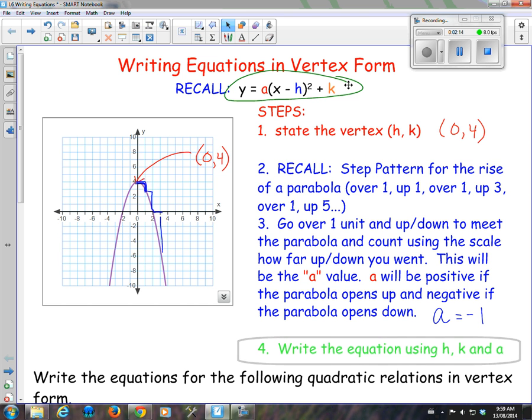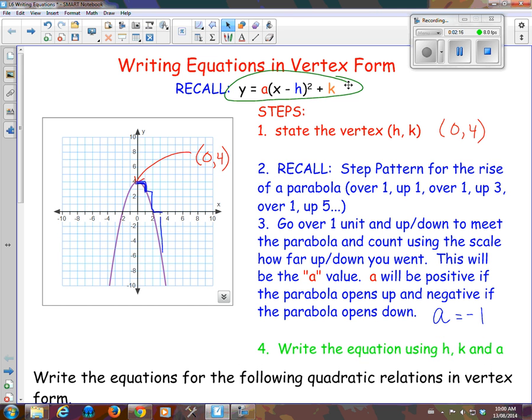Lastly, to write your equation, all you need to do is fill in the numbers for a, h, and k. So I'm going to write my equation for this graph. So therefore, y equals, take out the a and put in my a value of -1, keep my bracket, keep my x, take out my h and put in my value, which is 0, bracket, squared, take out my k and put in my value, which is 4.